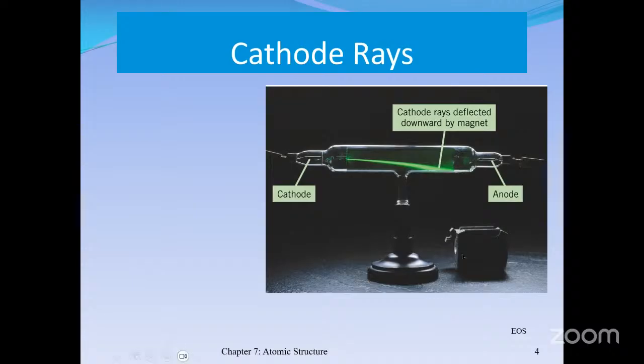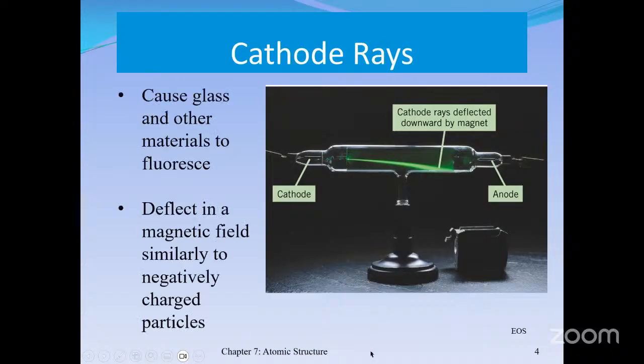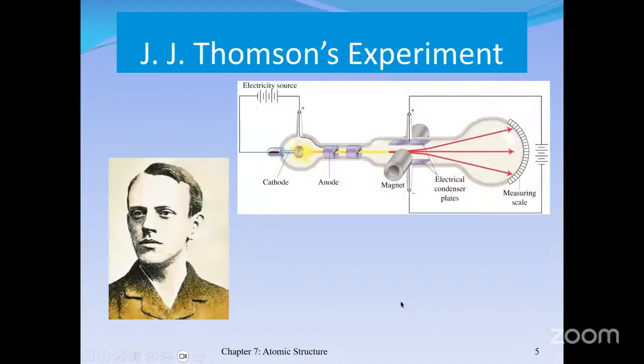So this is an example here of the same setup, and the magnet is placed down here, right? And as you can see, the particles are directed towards the magnet, all right? Some other properties that were discovered was that when these particles hit certain materials like glass and other materials, they fluoresce, which basically means that they light up or shine, all right? So those are just some initial discoveries that were made in relation to these newly discovered cathode rays.